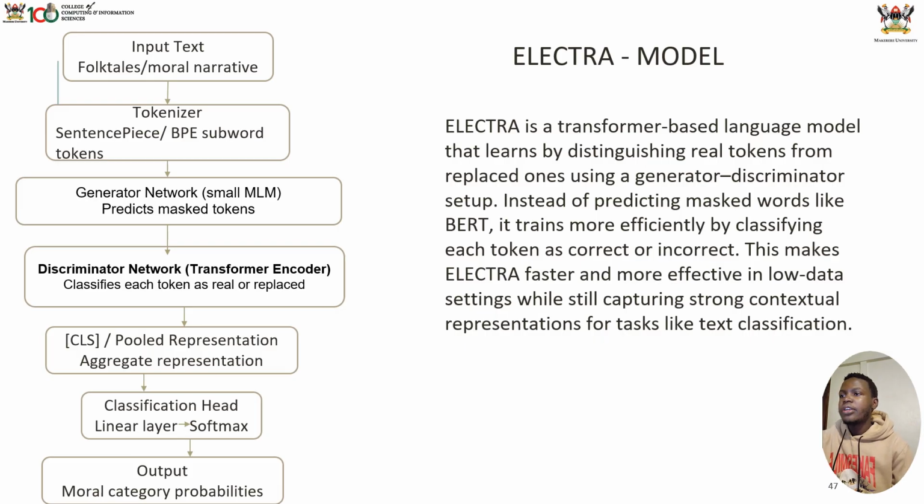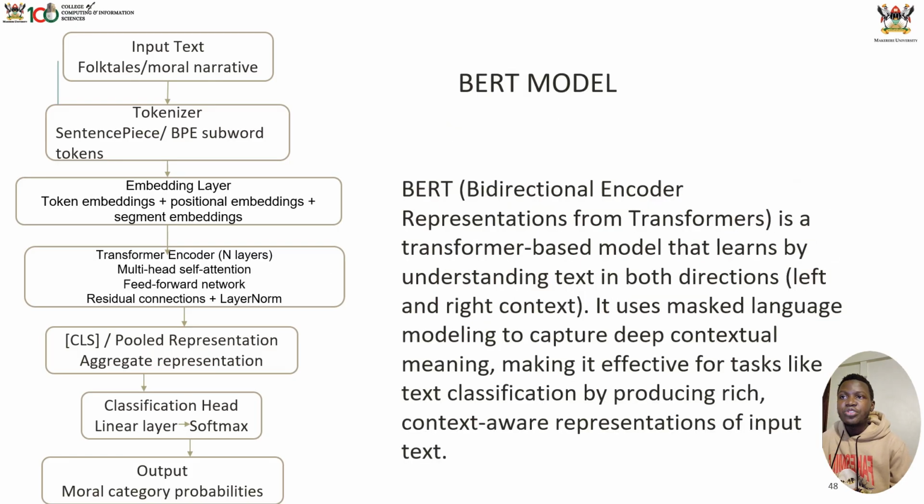When you talk about the architectural structure of our Electra model, Electra is a transformer-based language model that learns by distinguishing real tokens from replaced ones using a generator. Instead of predicting masked words like BERT, it trains more efficiently by classifying each token as correct or incorrect. This makes Electra faster and more efficient in low data settings while capturing strong conceptual representations for tasks like text classification.